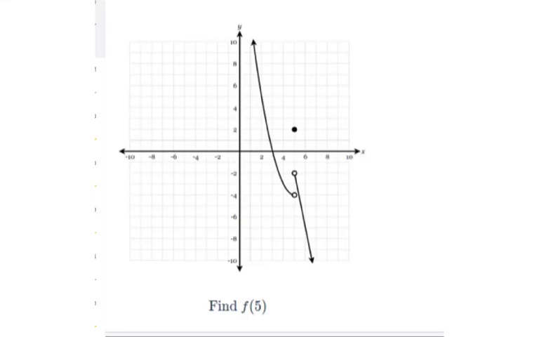Okay, this W here, I'm going to show you how to figure out these piecewise functions. You're evaluating, the directions are find f of 5. What that means is the x value is 5. Value, V-A-L-U-E. So my x value in this case is 5.